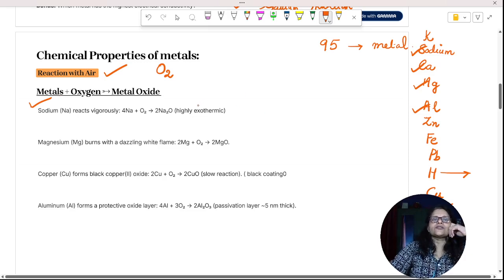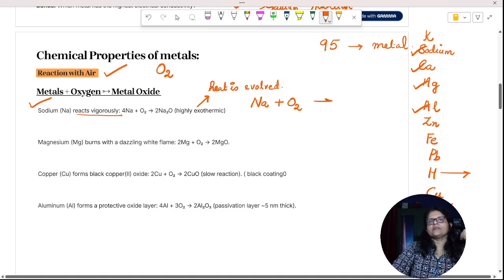So what is exothermic? Heat is evolved. It will be vigorously reacting. So what is the equation? Sodium reacts with oxygen to form sodium oxide. Okay, so you know the name.